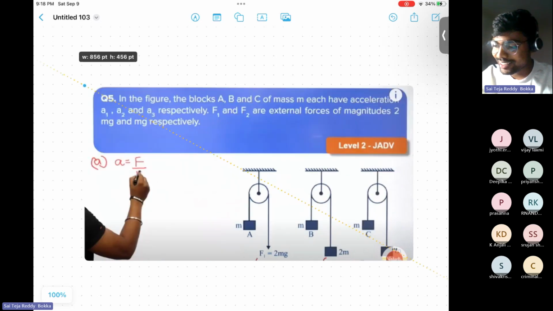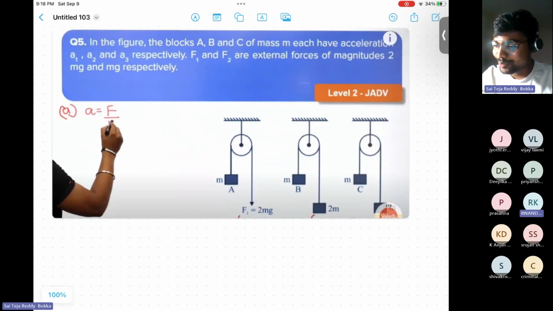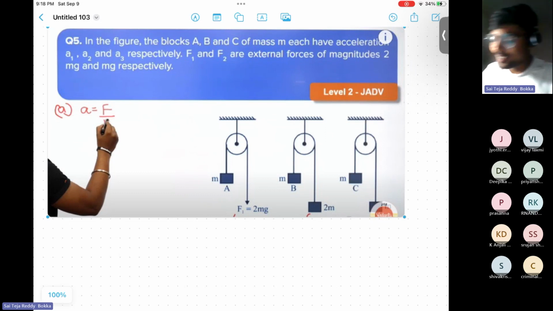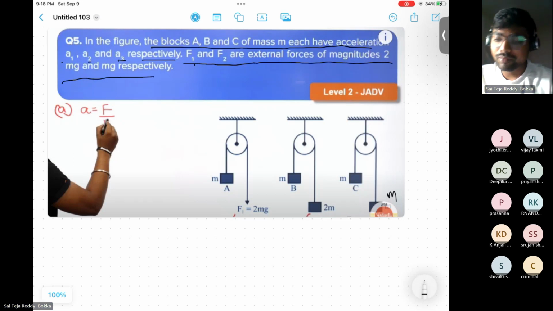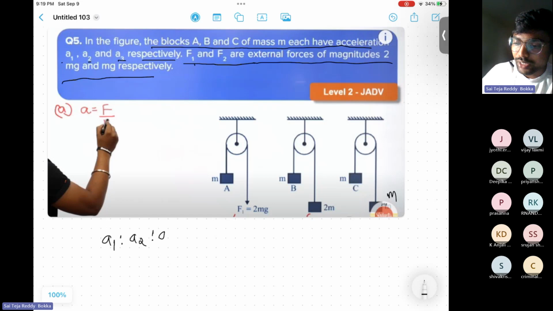So someone's hand will be in here right now. Okay, that's okay. So just see, here we are having mass M. They're asking, in the given figure, the blocks A, B, and C of mass M each have accelerations A1, A2, and A3 respectively. F1 and F2 are the external forces of magnitude 2mg and mg respectively. Just find out A1 is to A2 is to A3.